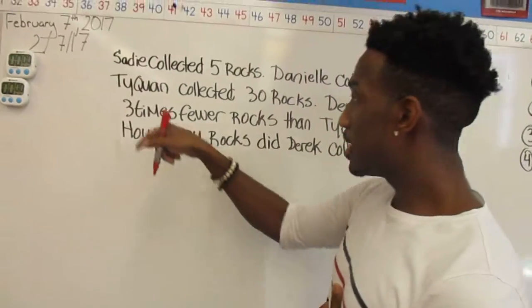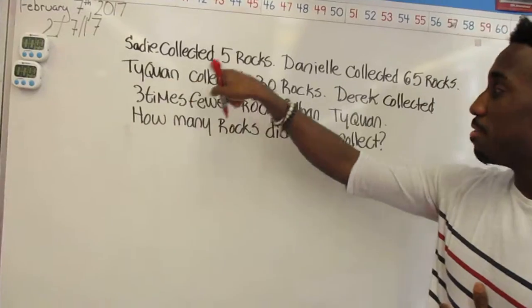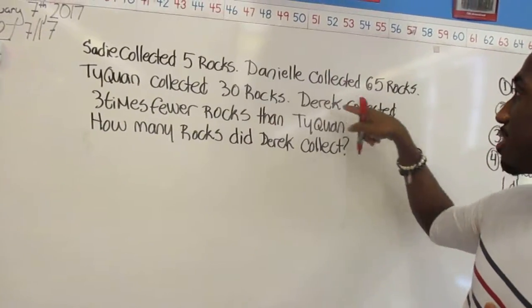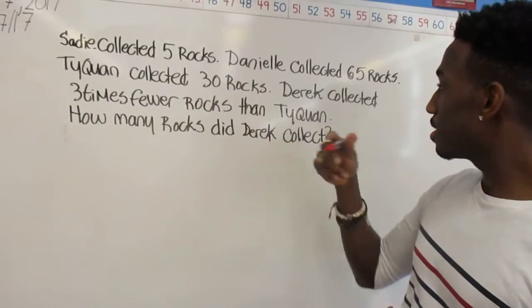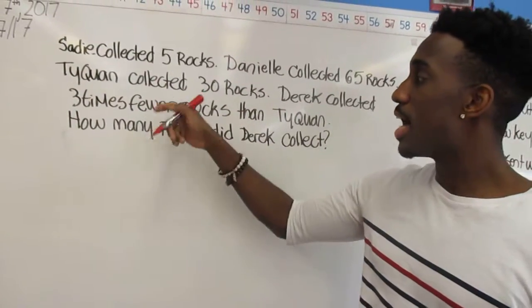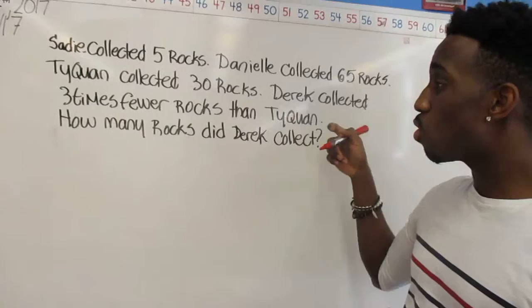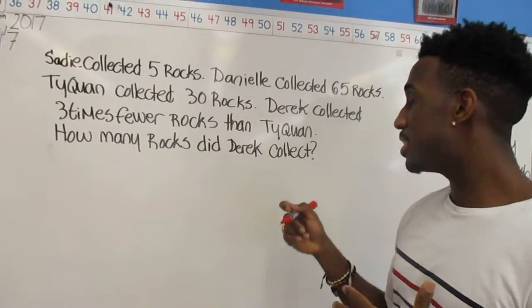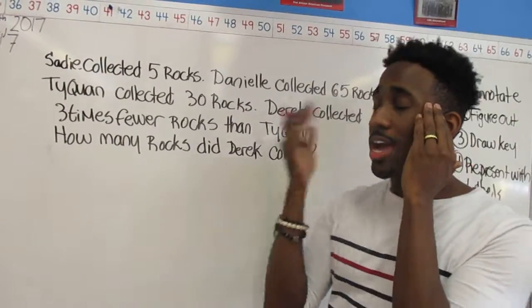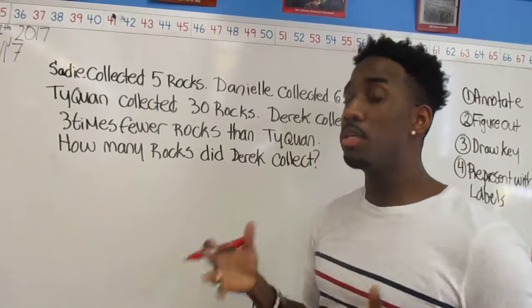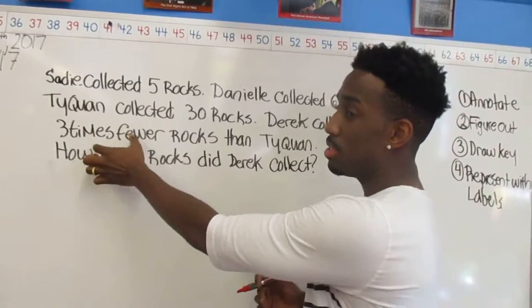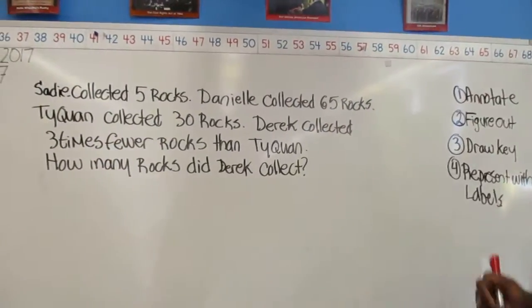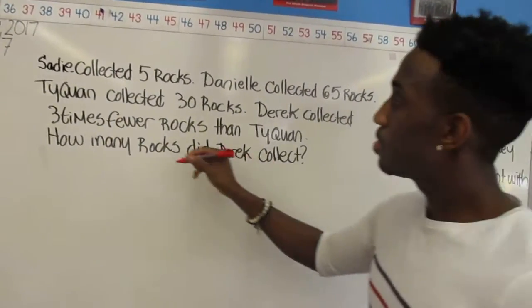So here's our problem today. Sadie collected 5 rocks. Danielle collected 65 rocks. Taekwon collected 30 rocks. Derek collected 3 times fewer rocks than Taekwon. How many rocks did Derek collect? Now already I know that this is probably going to be a multiplicative compare problem, but I'm seeing that it's 3 times fewer. So first I'm going to annotate the problem.